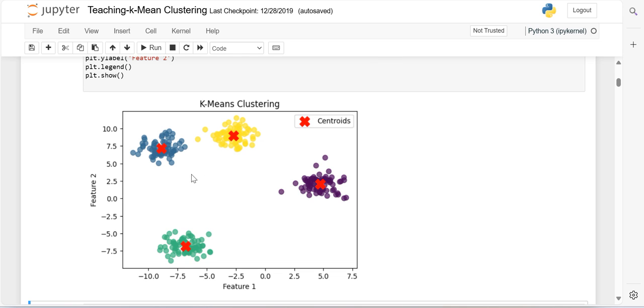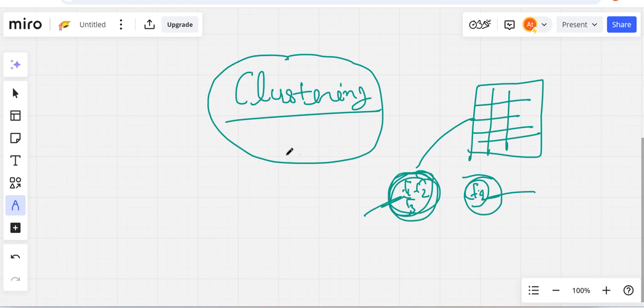So now maybe you have a question: how can we do this? For that we have different approaches. In clustering there are different types of clustering. The most important ones are k-means clustering, hierarchical clustering, DBSCAN, and many more. But these three are very important, so we will go one by one.